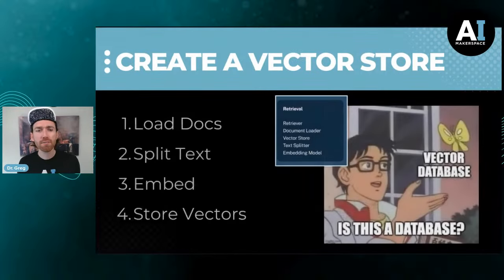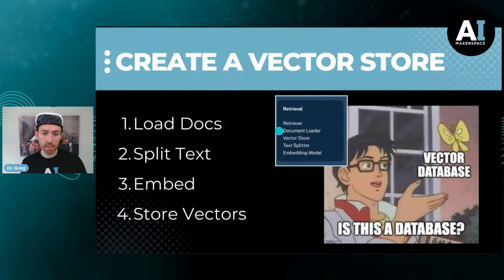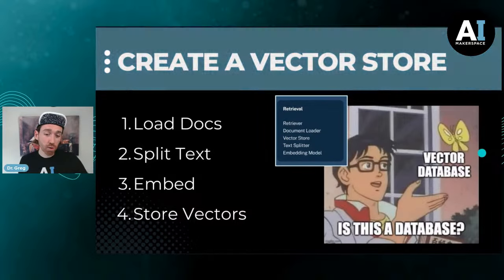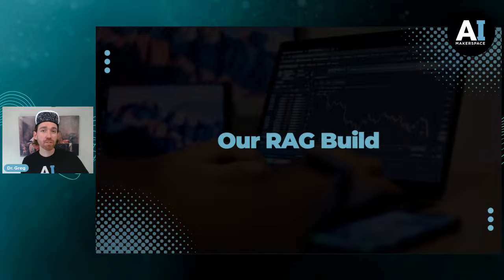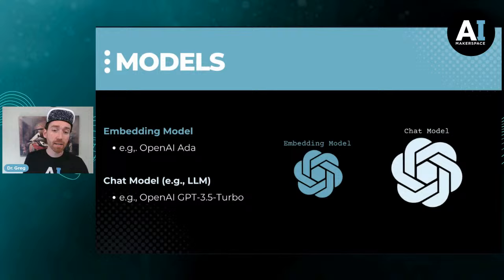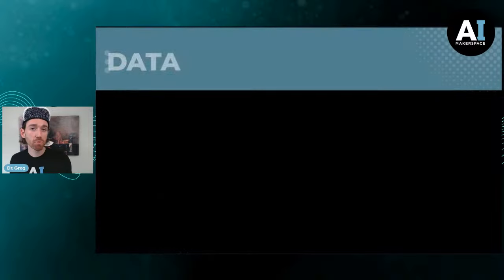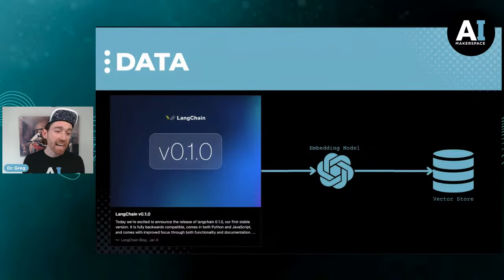Of course, when we create a vector store, we're simply loading the docs, that's the document loader, splitting the text, that's the text splitter, creating embeddings, we use an embedding model, and storing the vectors in our vector store. Then we need to wrap a retriever around it, and we're ready to rock and RAG. Our build today is going to leverage, as mentioned, OpenAI models. We're going to leverage the ADA embeddings model and OpenAI's GPT models. And the data we're going to use is, we're going to set up a RAG system that allows us to query the LangChain v0.1.0 blog. So we'll read in this data and create a RAG based on this LangChain blog, so we can see if we missed anything that we might want to take away from this session.